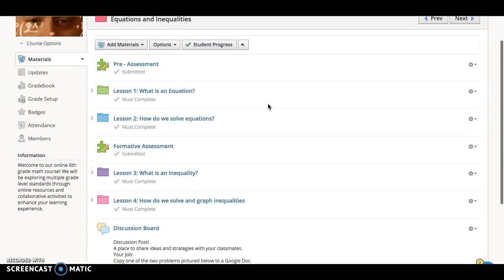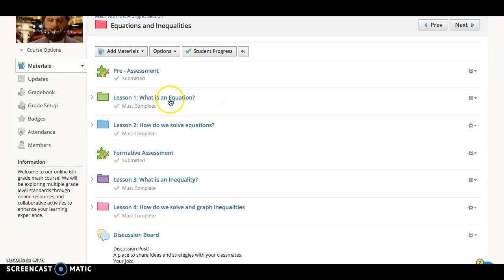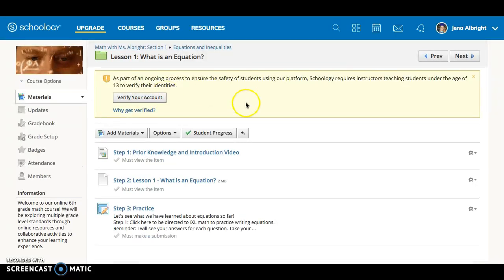Now I broke down each lesson into what the key component of the original lesson would be in our normal classroom. For instance, our first lesson that we would learn in this unit is what an equation is. So let's take a look at this.